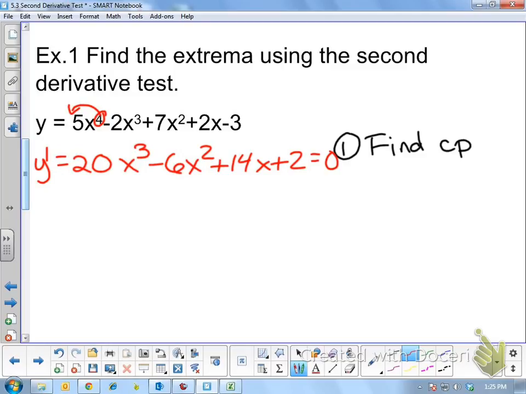I usually skip the minus 0 step though, because what's 2 minus 0? 2. But we do need to set it equal to 0 to find the critical point. How am I going to find where this equals 0?